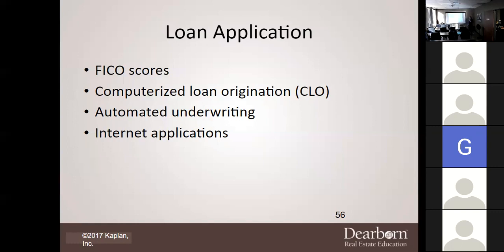So in that situation they look at your score. Then they also use computerized loan origination software and automated underwriting software. And there are of course other internet applications, but what they do is take all the information you've given them and do a risk analysis to determine the chances of Mr. Eugene actually paying us back.